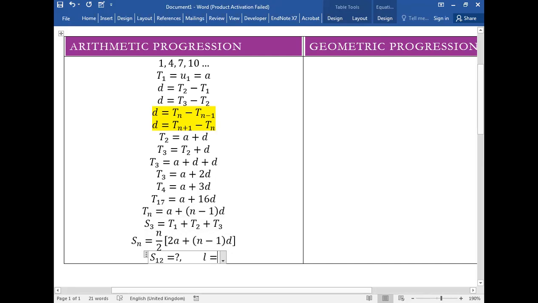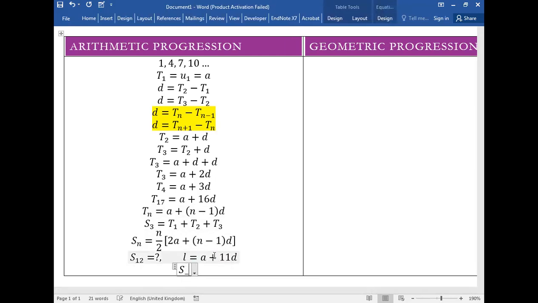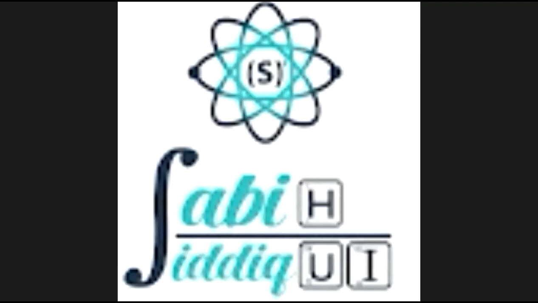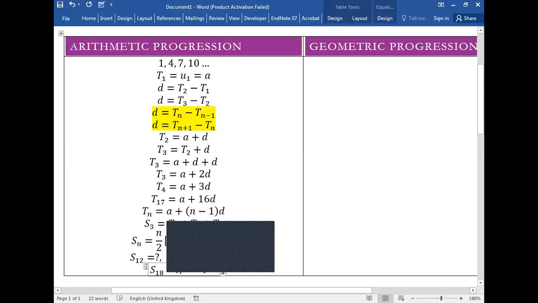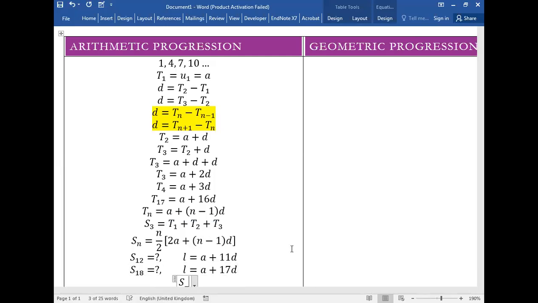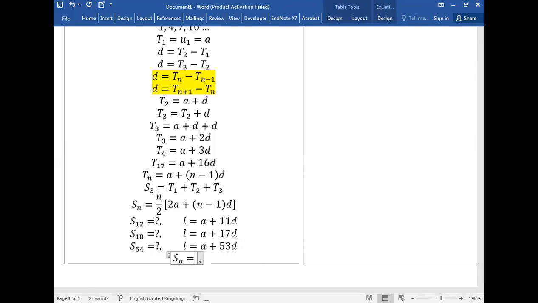a plus 11d. Similarly, if I ask you S18, I'm trying to find S18. Don't worry, I can use the formula to get that. What is my last term? If I ask you S18, what is the last term? a plus 17d. If I ask you S54, I want to find S54, but what will be my last term? a plus 53d. Now, if I ask you Sn, what will be my last term? a plus (n minus 1) d.